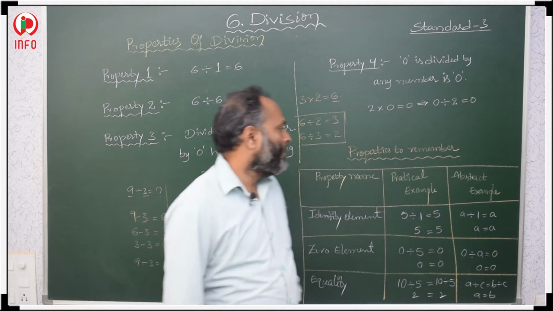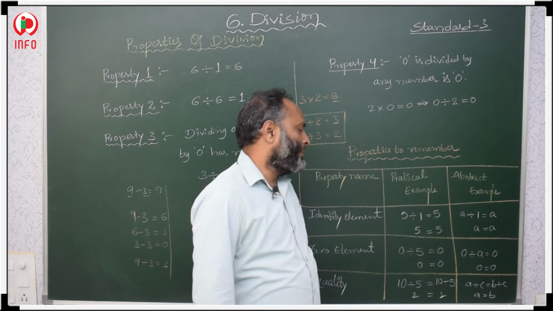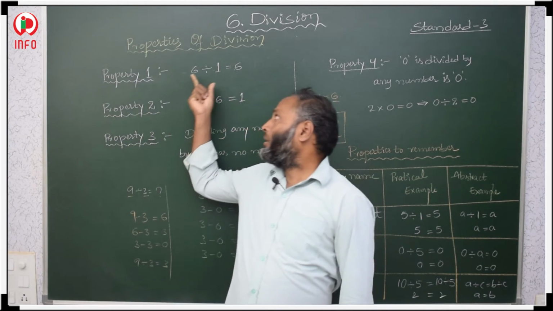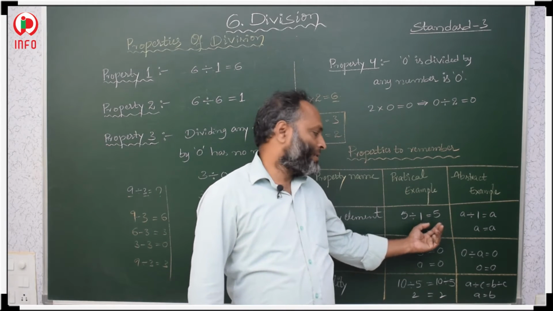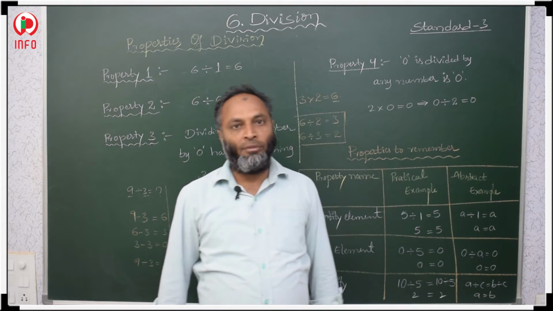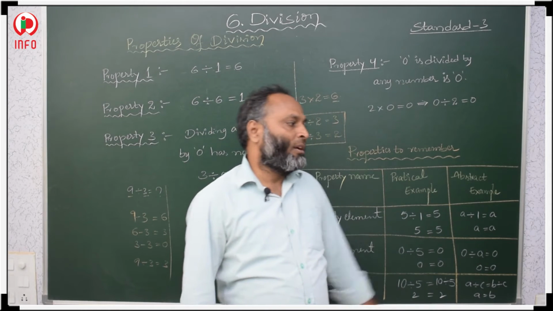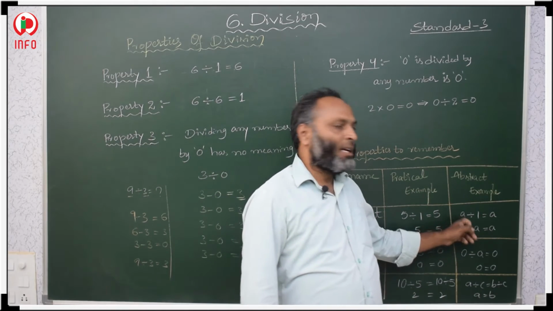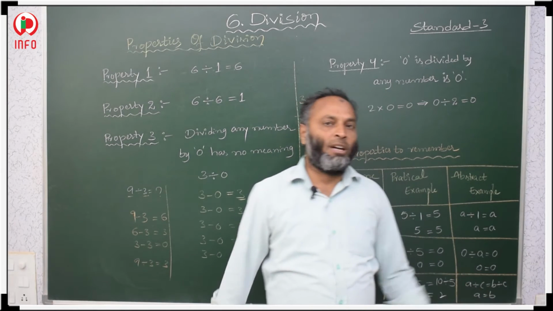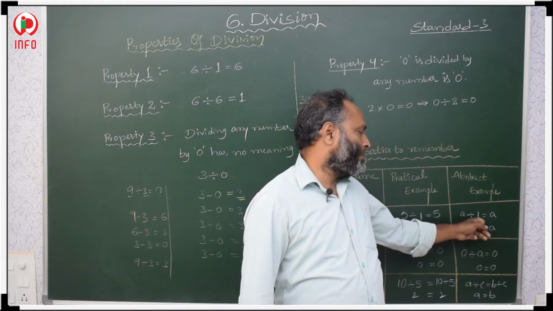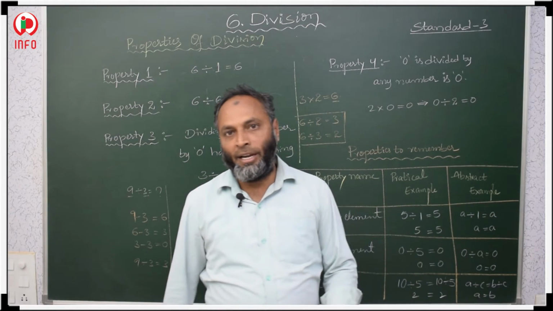Then after that, the properties to be remembered, the same thing repeated: identity property. 5 divided by 1 is 5, it means 5 is equal to 5. In formula format, A is a variable, so A can be 1, 2, 3, 4, 5, 10, 11, whatever it is. If any number is divided by 1, then the answer is the number itself. So, this is called identity property.